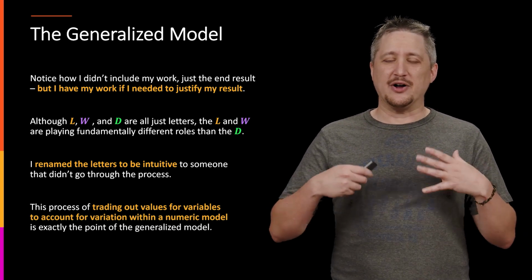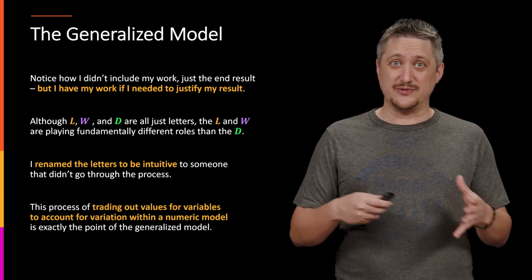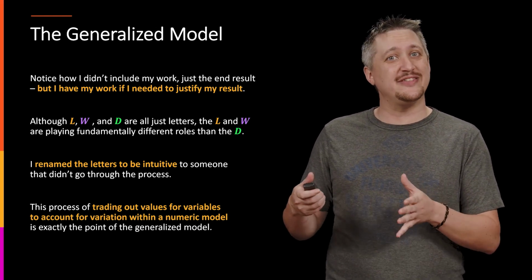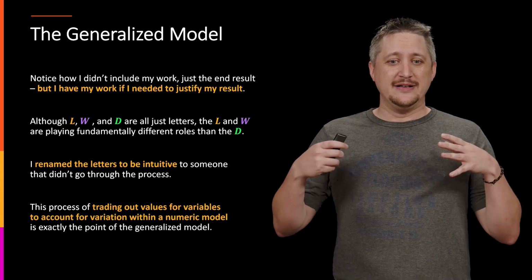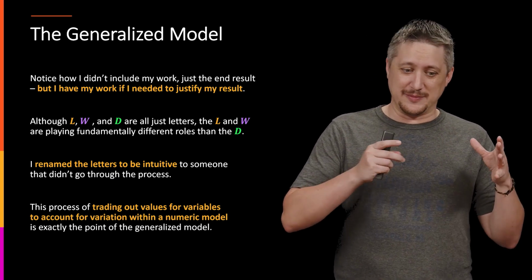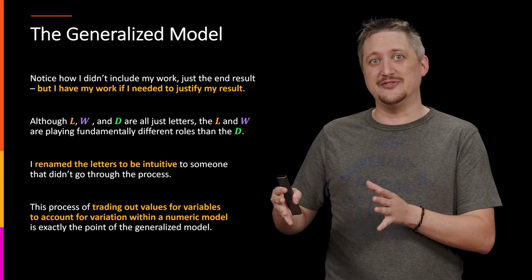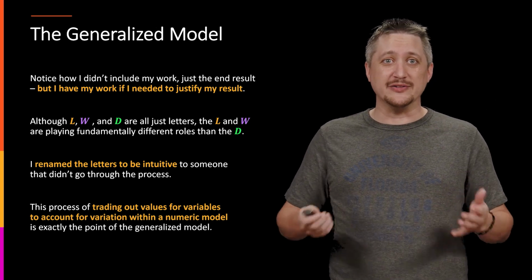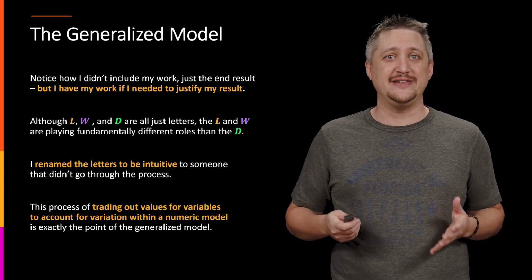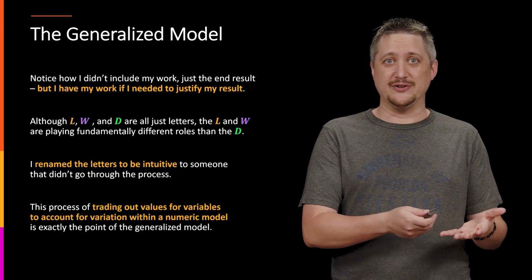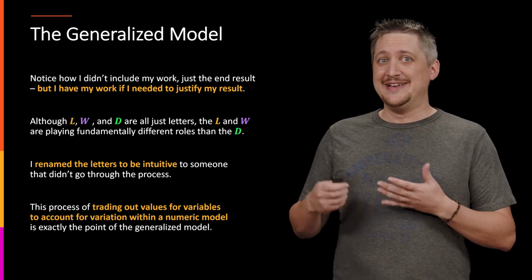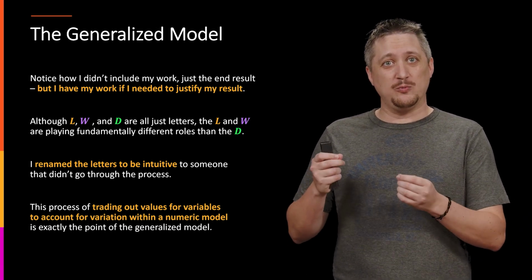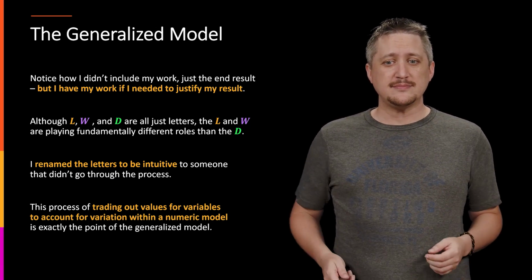And finally, the process of trading out these values for variables and then coming up with some sort of algorithm or set of steps that they can go through to get the answer they want. That process of going from a specific example to these variables that are more generally applicable, that's exactly what the general model is, right? So the generalized model is this idea of taking a numeric answer, something that worked in one specific situation, and being able to apply it in a number of different situations by changing out what the specific letter values are, okay?